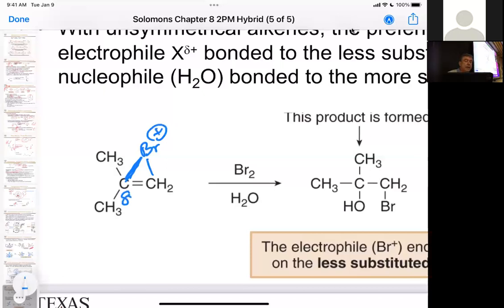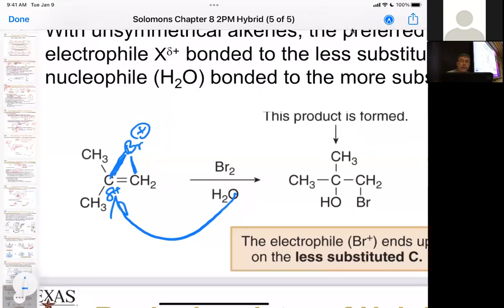Because this can stabilize a positive charge, this bond starts to elongate and gets shorter on this one. So if there's a partially positive charge on that carbon, where's our nucleophile going to selectively attack? It's going to selectively attack at the partially positive carbon. So our water is going to come in and attack here.